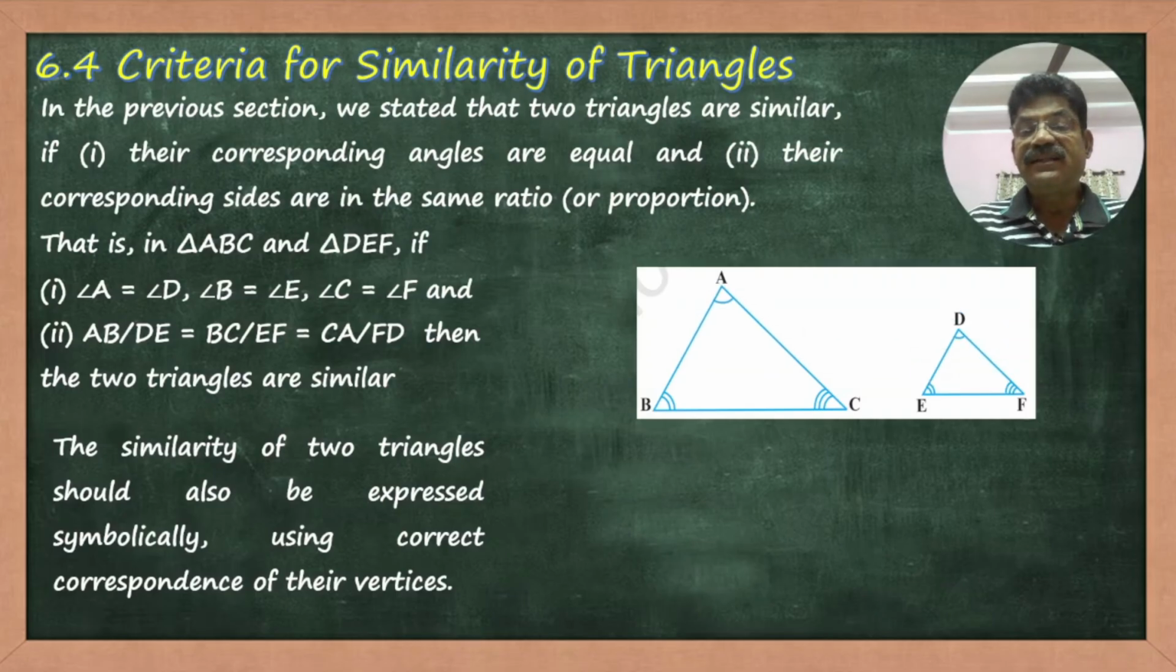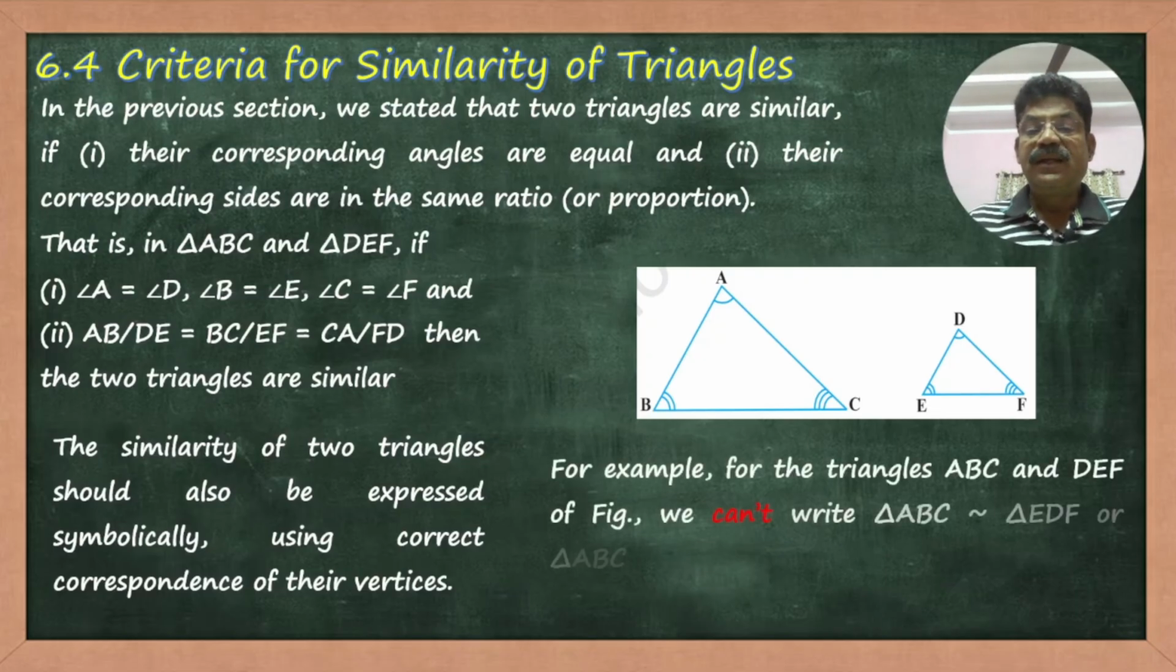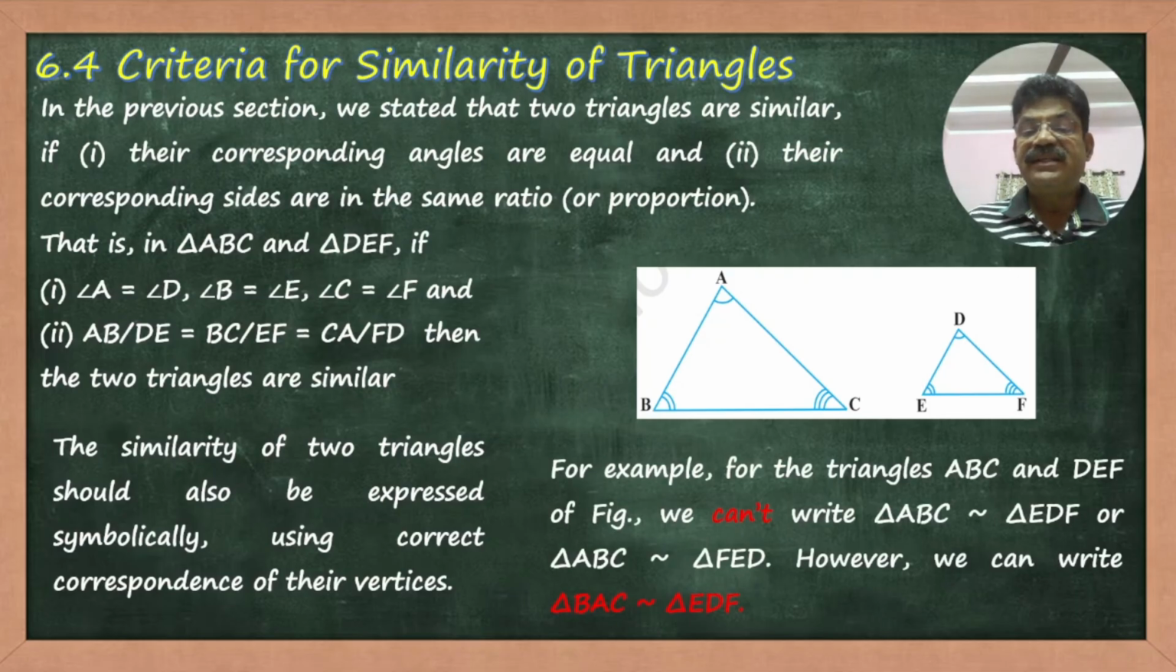For example, consider these two triangles ABC and DEF. Angle A is equal to angle D, angle B is equal to angle E, angle C is equal to angle F. So you can write triangle BAC is similar to triangle EDF, not in any other order. You can't write triangle ABC is similar to triangle EDF. Of course, ABC and EDF represent the same triangles, but when you say two triangles are similar, you have to write the letters in the correct order.